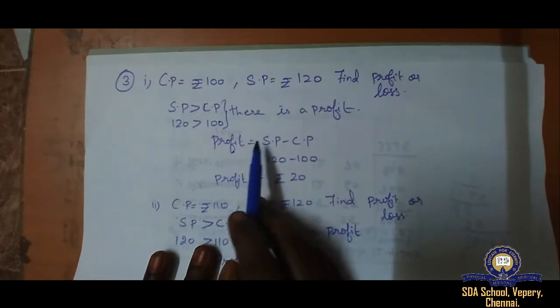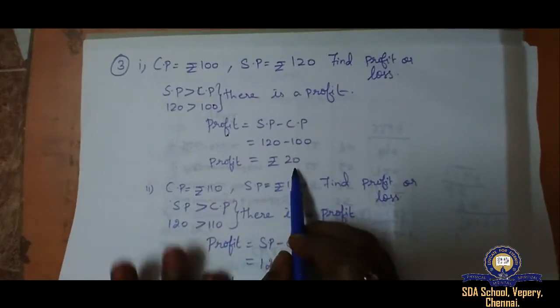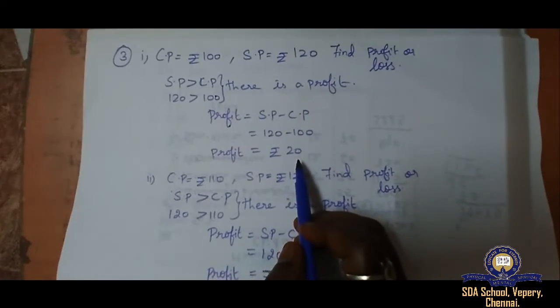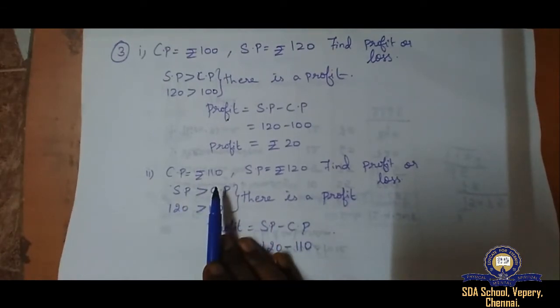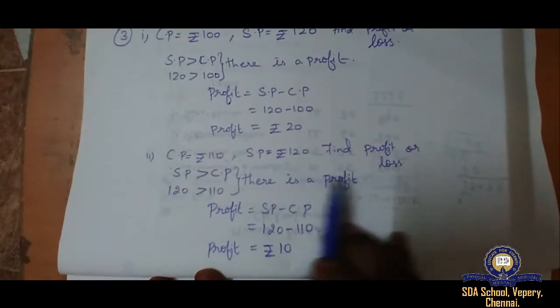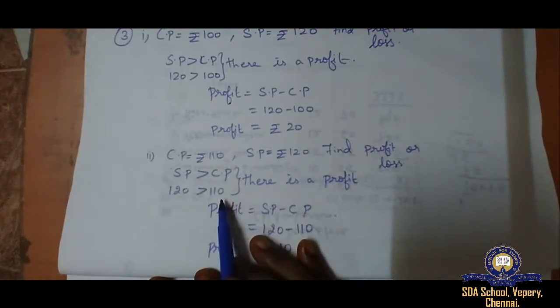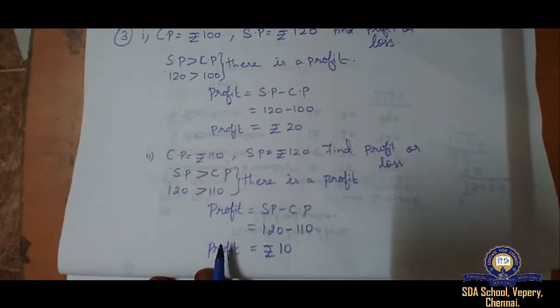Profit is equal to SP minus CP. SP is 120 minus 100. That means rupees 20 is the profit answer. Second question. CP is rupees 110. Selling price 120. Find profit or loss. SP is greater here again, so there is a profit. Profit is equal to SP minus CP. 120 minus 110 gives you 10 rupees as profit.